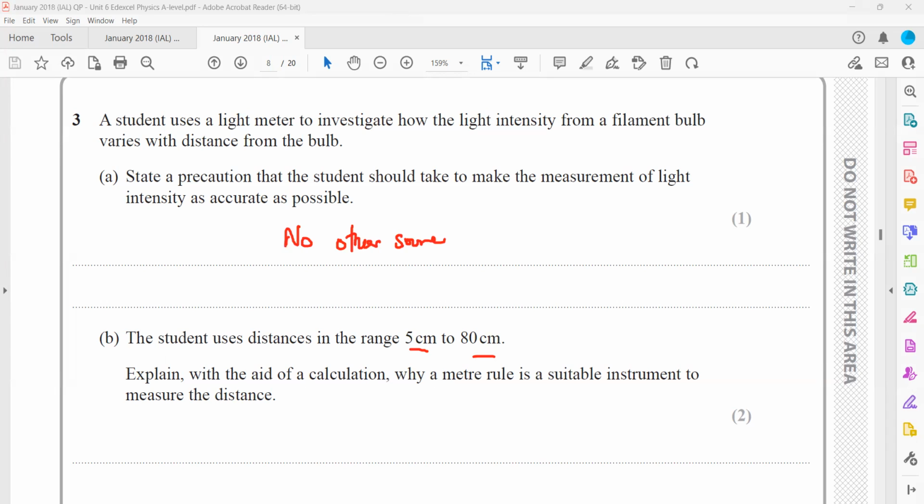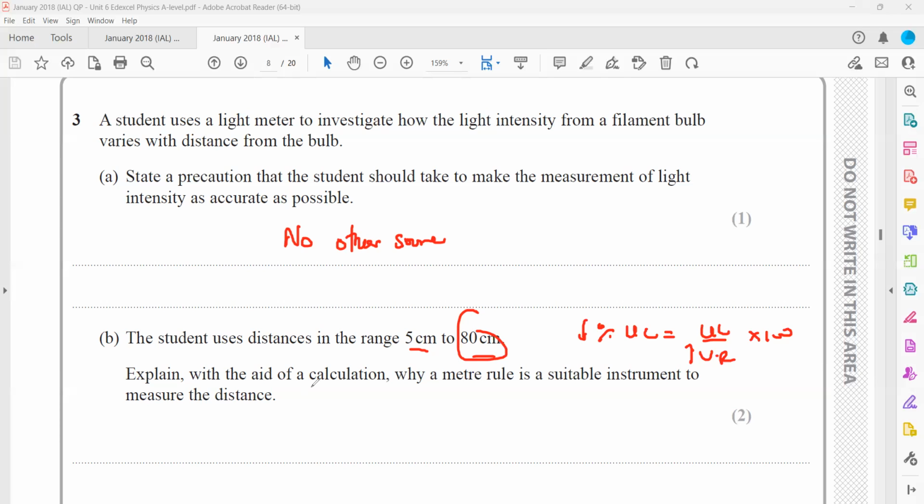And the second thing, when we work out the percentage uncertainty, that is uncertainty divided by value recorded, times 100. If we work out the percentage uncertainty for these, the highest value will have a smaller percentage uncertainty. If we record a higher value, it will have a lower percentage. So it is obvious that 80 centimeter will have lower percentage uncertainty than 5 centimeter.